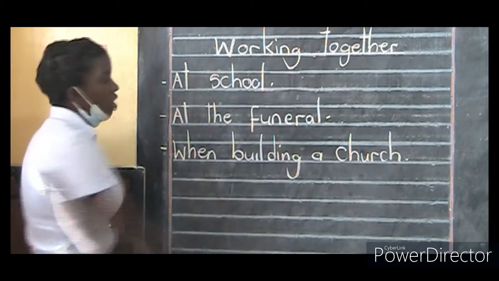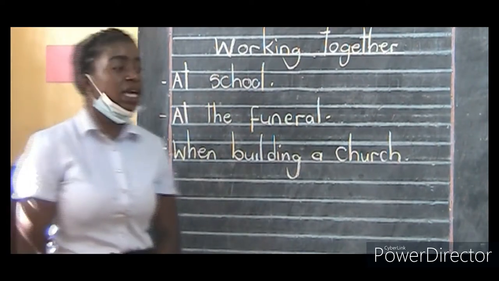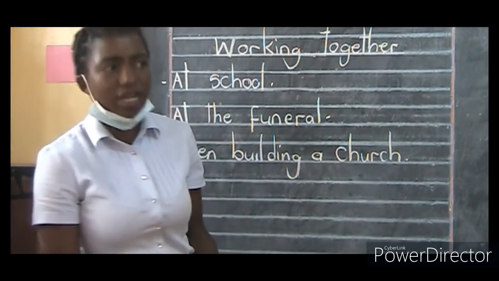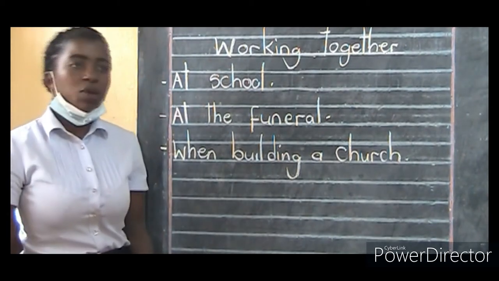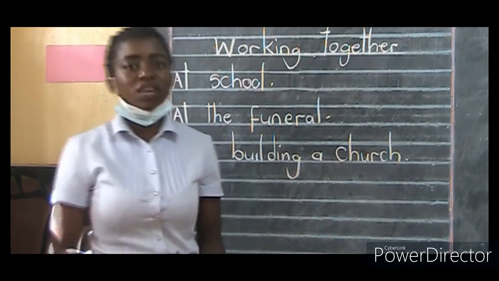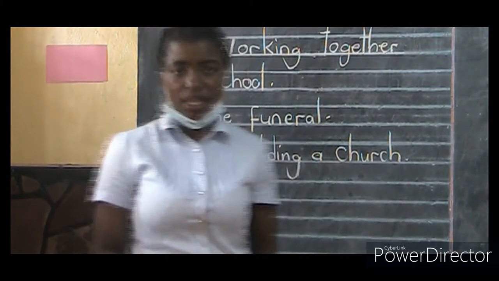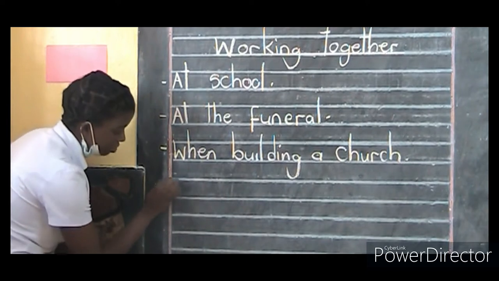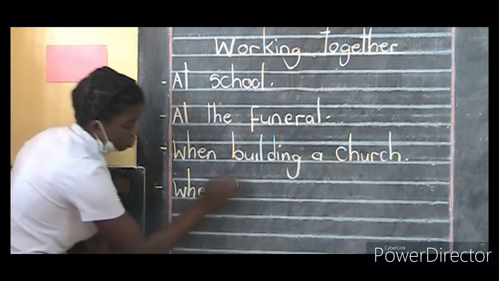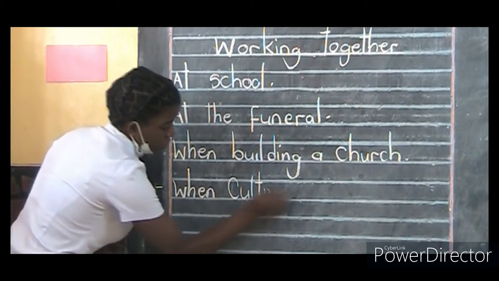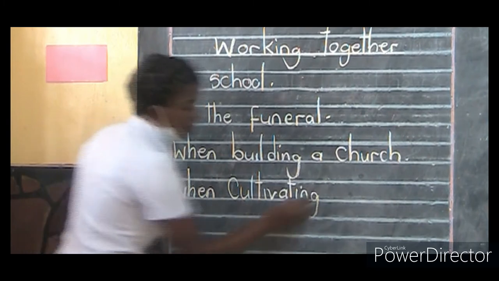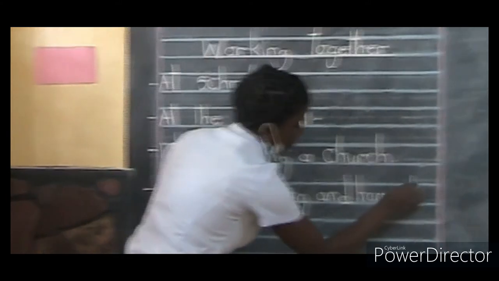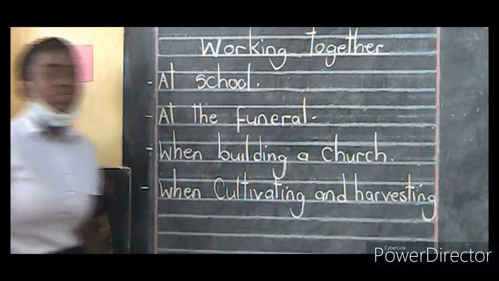So we're saying when we are at school, we work together. At the funeral, when building a church. And again, when we are cultivating. Previously, we had the rain season. People had started cultivating. Now people are also harvesting. So when they are cultivating and also harvesting, people work together so that they ensure that the work is done quickly and fast.